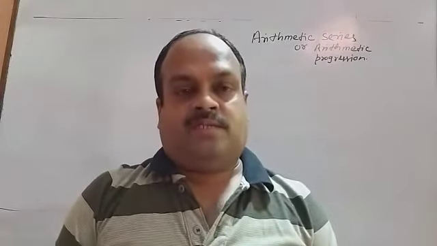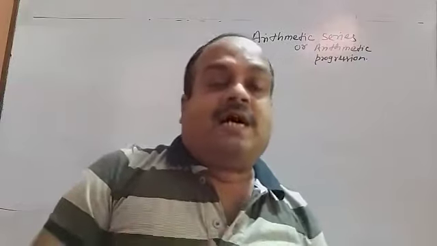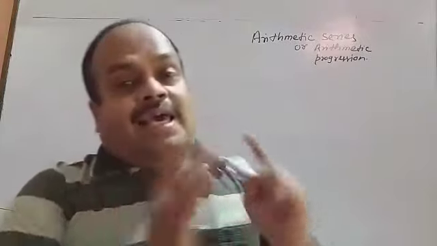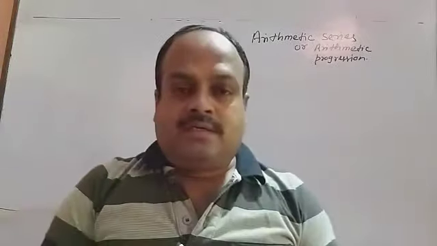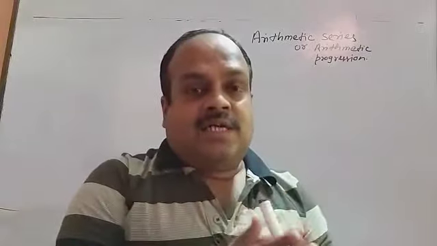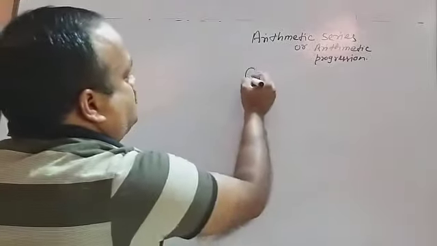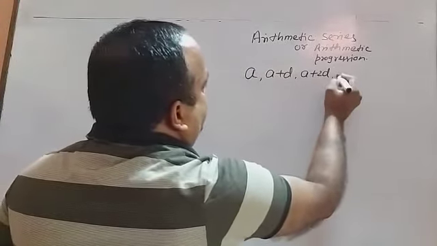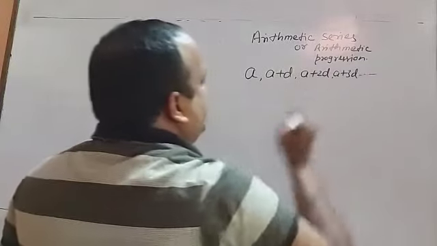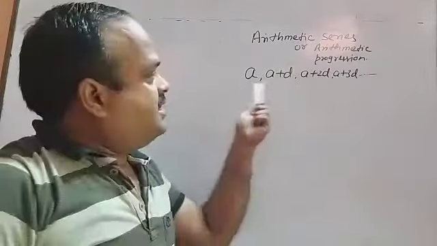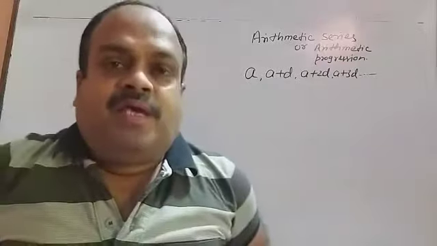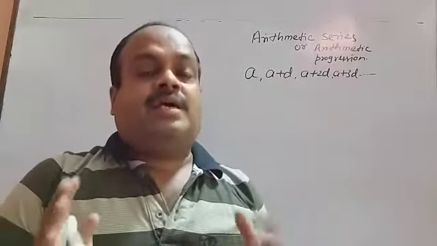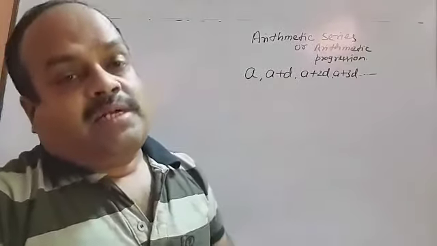When we consider a series based on an AP, meaning arithmetic progression, we write that series like this: a, a plus d, a plus 2d, a plus 3d, and so on. This is the way of considering an AP. AP is the short form of arithmetic progression. Keep it in mind.